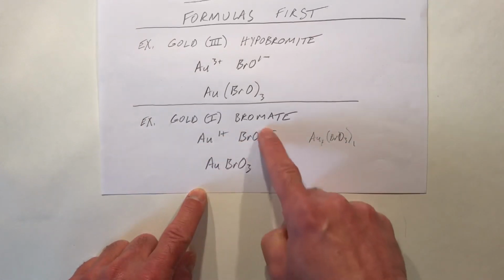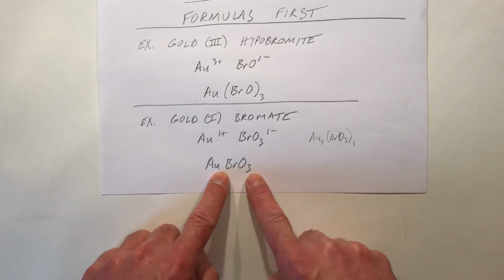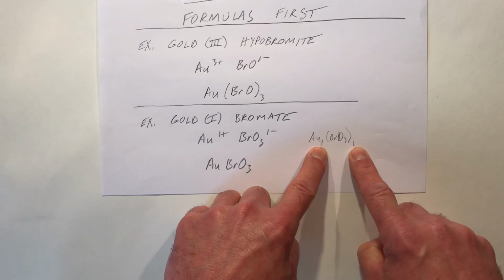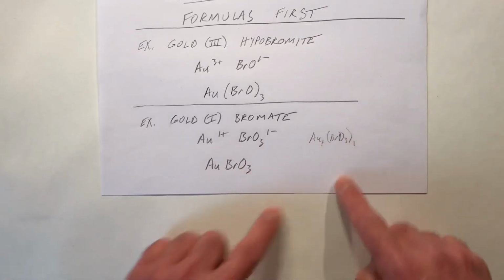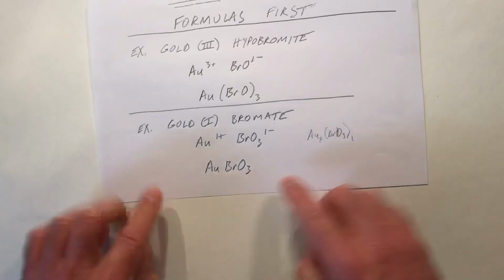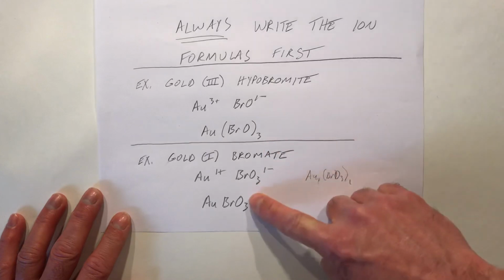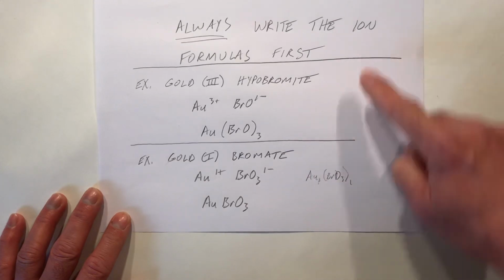We put the 1 there and the 1 there, always positive first, negative second, right? And we don't write those ones, so this is our formula. If you wanted to write the parentheses and the 1s, it would look something like that. Au1, (BrO3) in parentheses, taken once. So notice this is gold 3 hypobromite, and this is gold 1 bromate. It can be very confusing, and that's why it's important to always write the ions out first.